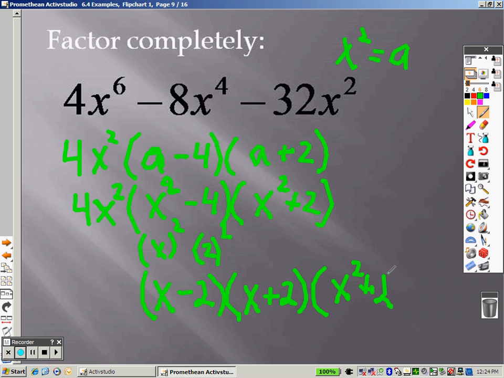The reason why that doesn't simplify anymore is because it's an addition sign and we don't have an addition of 2 squares. But also don't forget that 4x squared out in front.